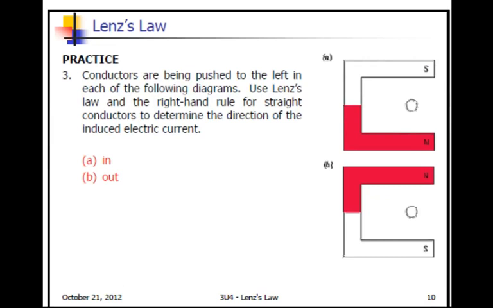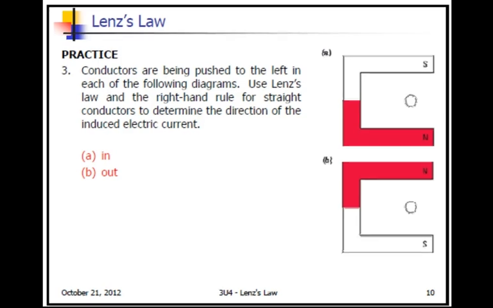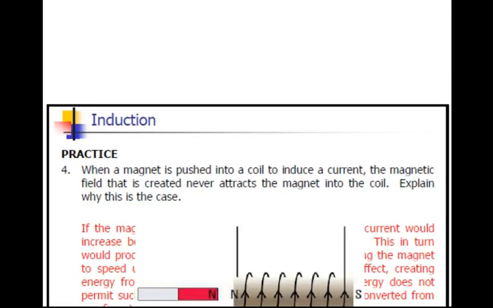Conductors are being pushed to the left in each of the following diagrams. Use Lenz's law and the right-hand rule for straight conductors to determine the direction of the induced electric current. So for this question, you can try this on your own, just showing the direction. It's kind of hard to show these right-hand rule questions, so I'll let you try that and let me know if you're having trouble.